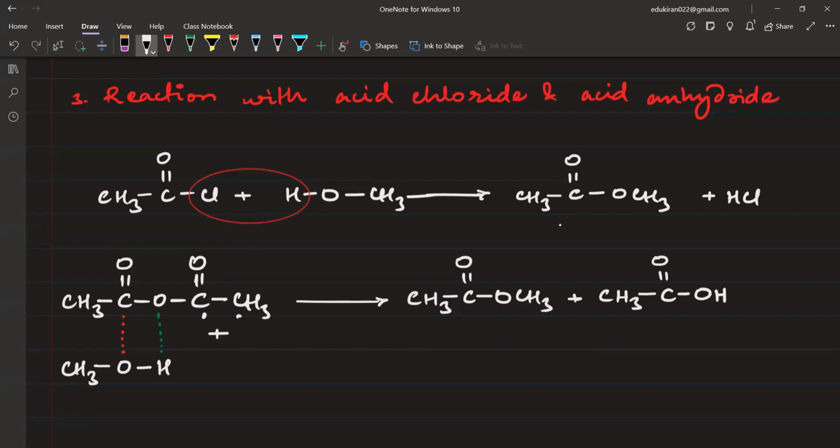That is why we use a base, pyridine, as a reagent. Pyridine neutralizes HCl, and if the amount of product is decreased, the reaction shifts in the forward direction to increase the amount of product according to the Le Chatelier principle, as it was in equilibrium. Pyridine is a base which neutralizes the acid formed in the reaction.